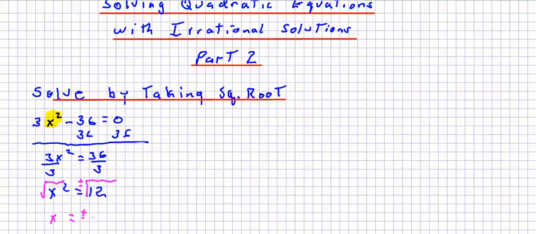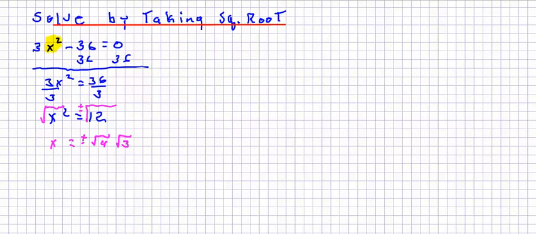12 has a perfect square factor of 4. 12 is 4 times 3. And the square root of 4 is 2. So my answer is x equals plus or minus 2 square root of 3. The plus and minus is in front. This means 2 square root of 3 and negative 2 square root of 3. But all we have to write is this. All right, let's look at one more example.